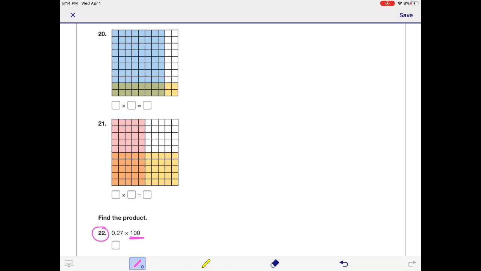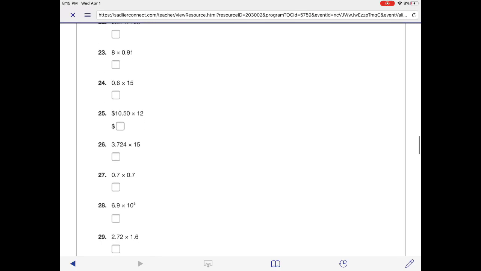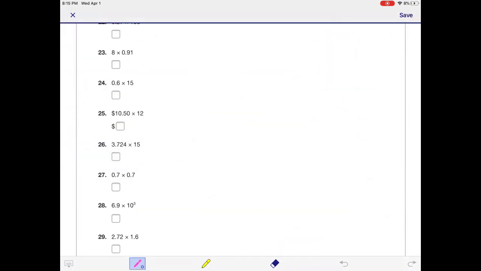When it's by a power of 10 or has an exponent, all you have to do is move that decimal to what the exponent says or the number of zeros. You're multiplying it by 100, so you just take this decimal point and move it once, twice to the right, and you get your answer, which is 27. Okay? Let's do a couple more of those. I'm not going to do all of these, but we'll just do a few here to get you started.